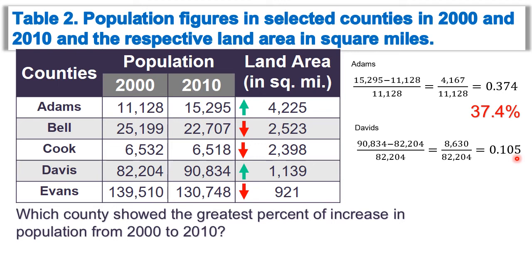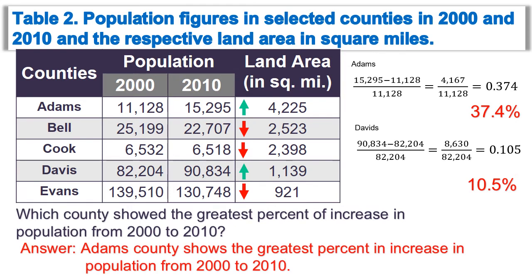Converting it into percent, we multiply it by 100 or move two decimal places to the right, we have 10.5%. So let us compare 37.4% and 10.5%. That means Adams County showed the greatest percent of increase in population from year 2000 to 2010.